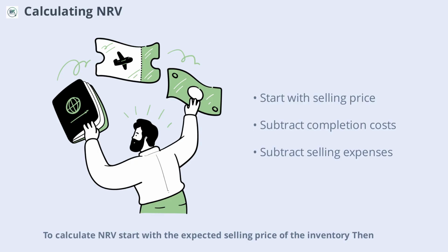To calculate NRV, start with the expected selling price of the inventory. Then subtract any costs needed to complete the item and any costs necessary to make the sale. For example, if a product is expected to sell for $100, but it needs $10 in finishing work and $5 in delivery costs, the NRV is $85. This calculation ensures that only the recoverable value is reported on the balance sheet.